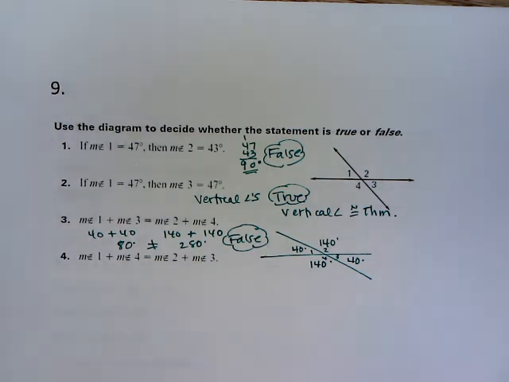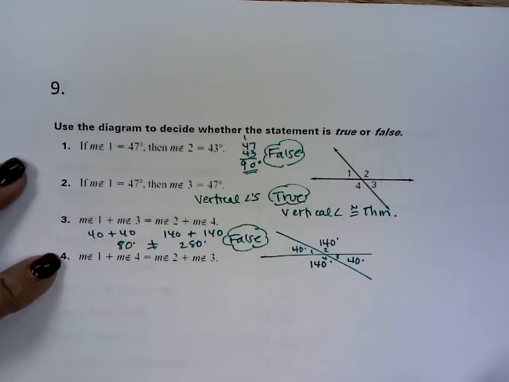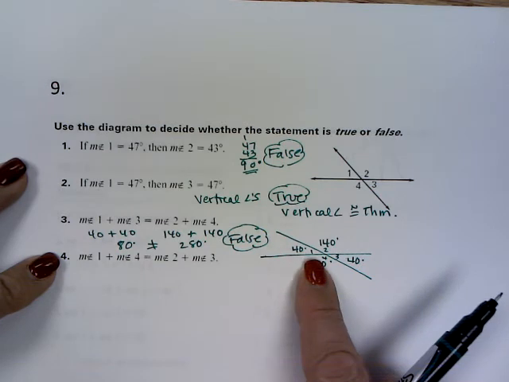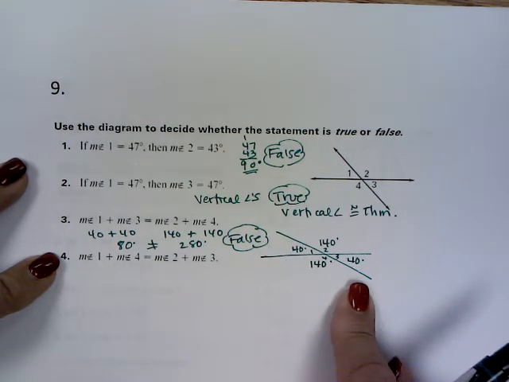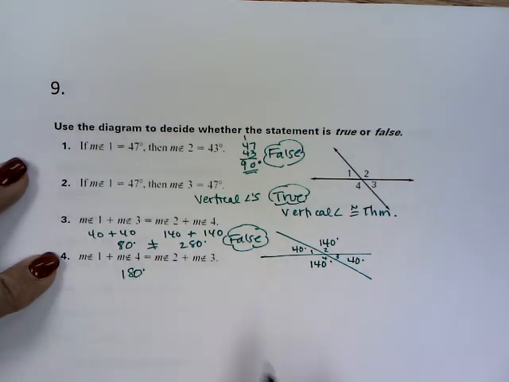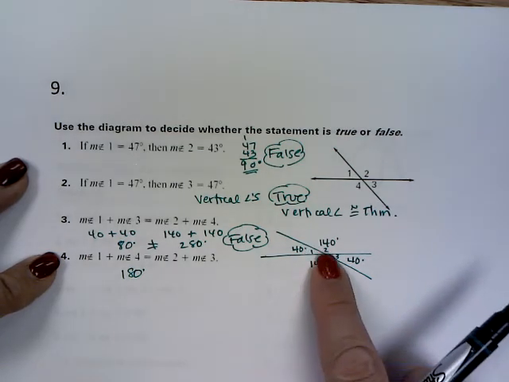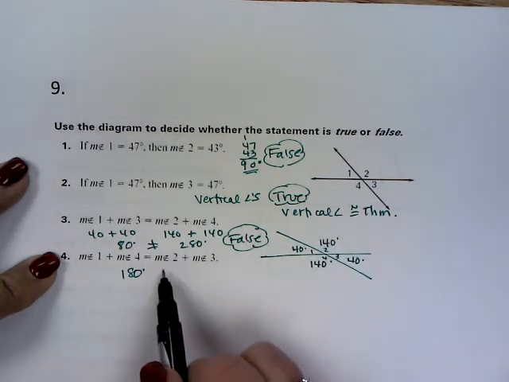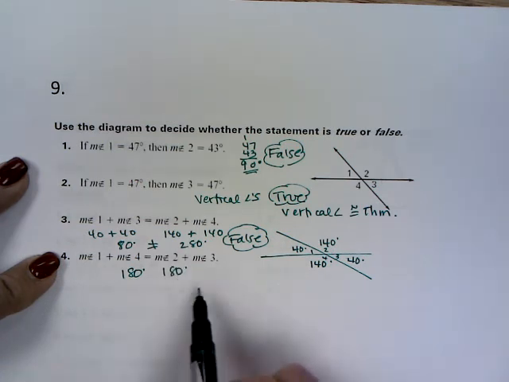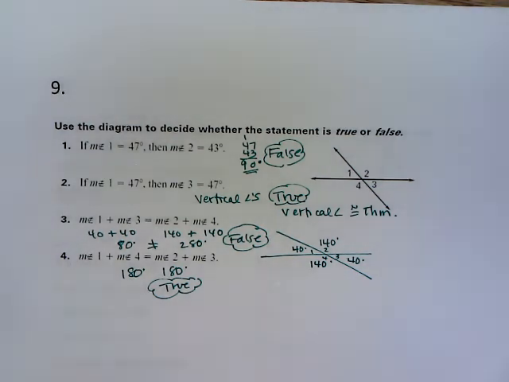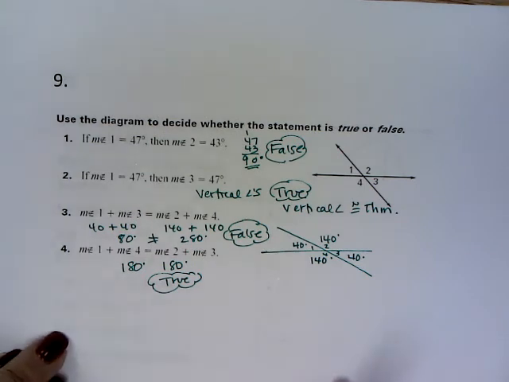And then number 4 says the measure of angle 1 plus the measure of angle 4 equals the measure of angle 2 plus the measure of angle 3. Well, angle 1 and angle 4 form a straight line, so I know I have 180 degrees there. Angle 2 and angle 3 make a straight line, so I've got 180 degrees there. So that is true because both of them form straight lines. And I listed all those postulates because I thought this was that picture with all the postulates, but it's not. But that's okay. Postulate review is always good.